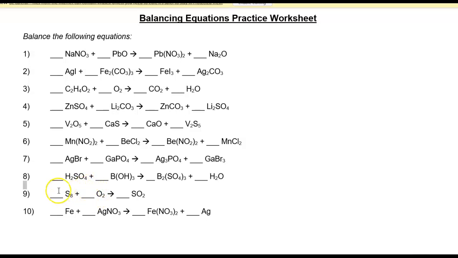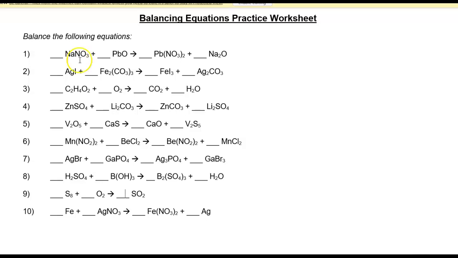On number 9, it's unfortunate, I wish I could write on this. Maybe I'll figure out how to do that here. If I have 8 of these, I can put an 8 over here. Maybe I can even type it in. No, it's not letting me type it in. Anyway, if I put an 8 there, then I'm going to have 8 sulfurs and 16 oxygens. So I'd have to put an 8 in front of that oxygen to balance my oxygens. As a matter of fact, this would be something good for you to try to play with.